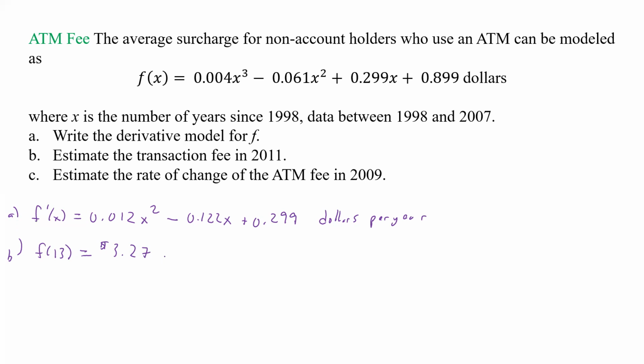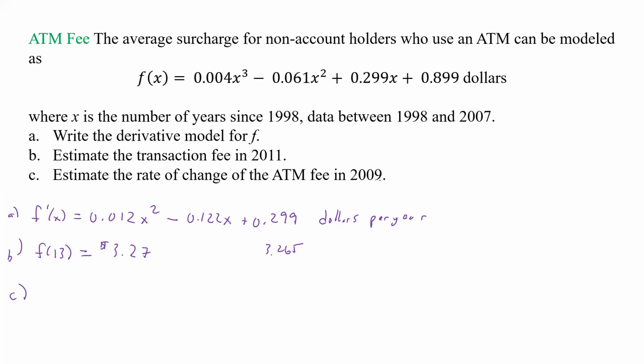And so that's how much it's going to be. It was normally 3.265, but again, we're going to want everything in dollars and pennies, so that's how we'd round it. Okay, and again, all we did is we plugged in 13 for all of our x's. So now it says, estimate the rate of change of the ATM fee in 2009.